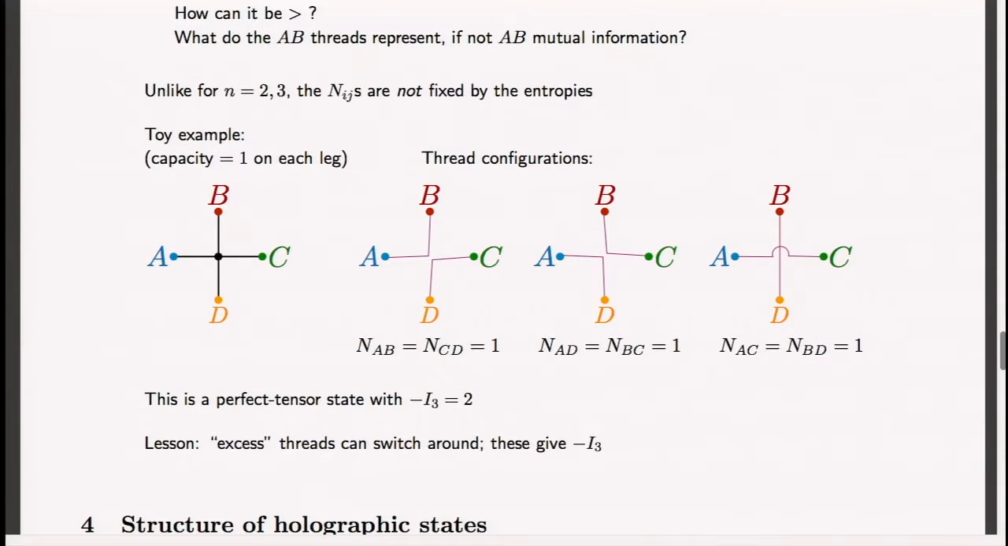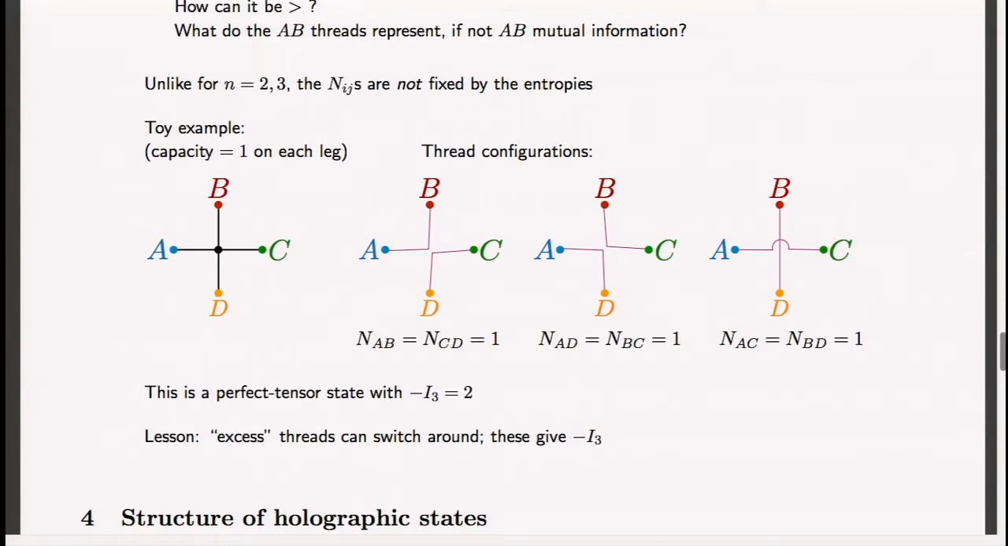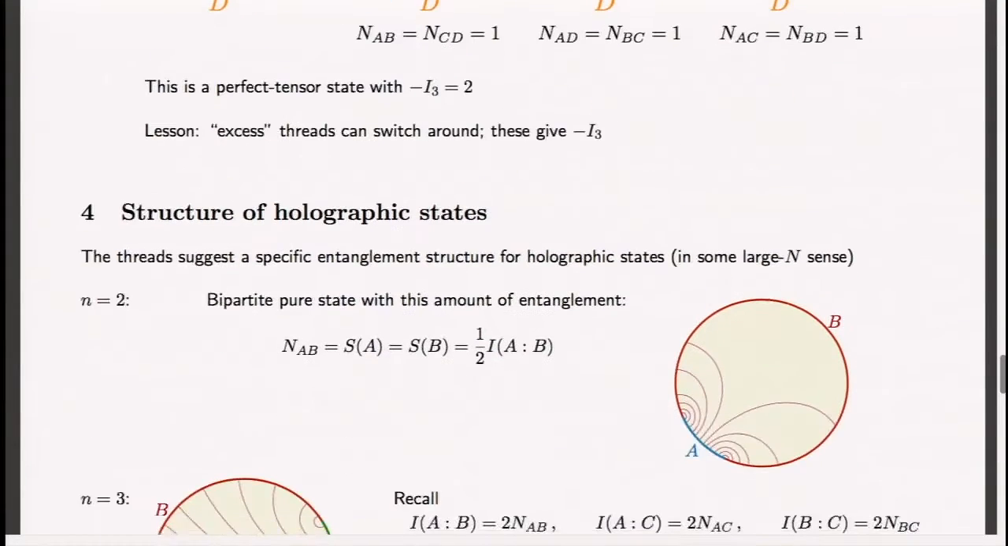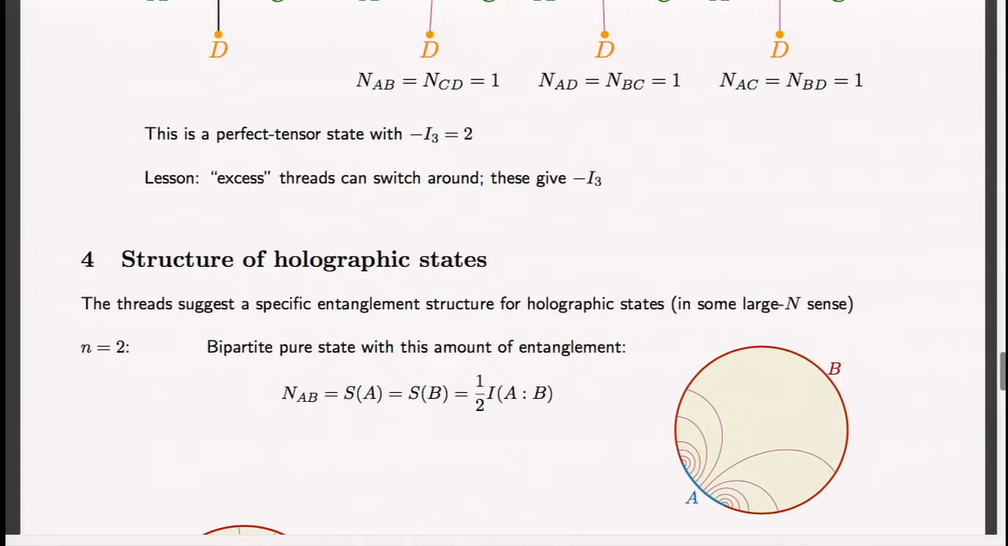Okay, let's try to get a lesson from that in terms of the structure of holographic states. So first of all, I'm just going to build up from the two-party case. In the two-party case, there's almost nothing to say. It's simply a fact that, by definition, that's a bipartite pure state, and the amount of entanglement is the number of threads connecting A to B.